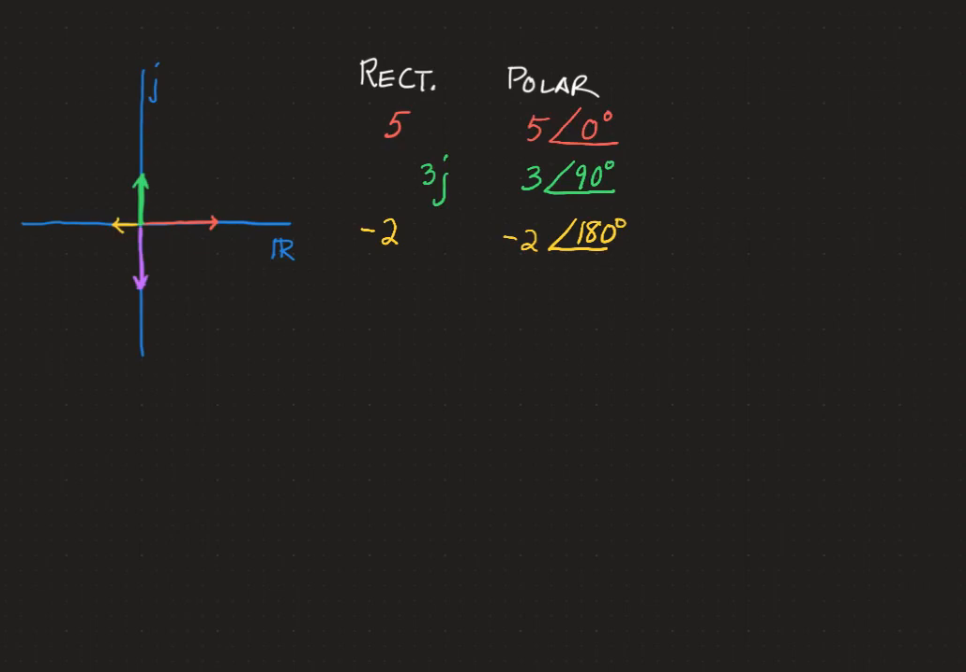Our -2, which is the yellow arrow in the negative direction on the real axis, would be -2 angle sine 180 degrees. And finally, in the -j direction, we have -4j. And in polar form, that would be 4 angle sine 270 degrees. Where'd the j go? Well, if you remember, this is short for this whole thing. So it's within there. It's just not visible.